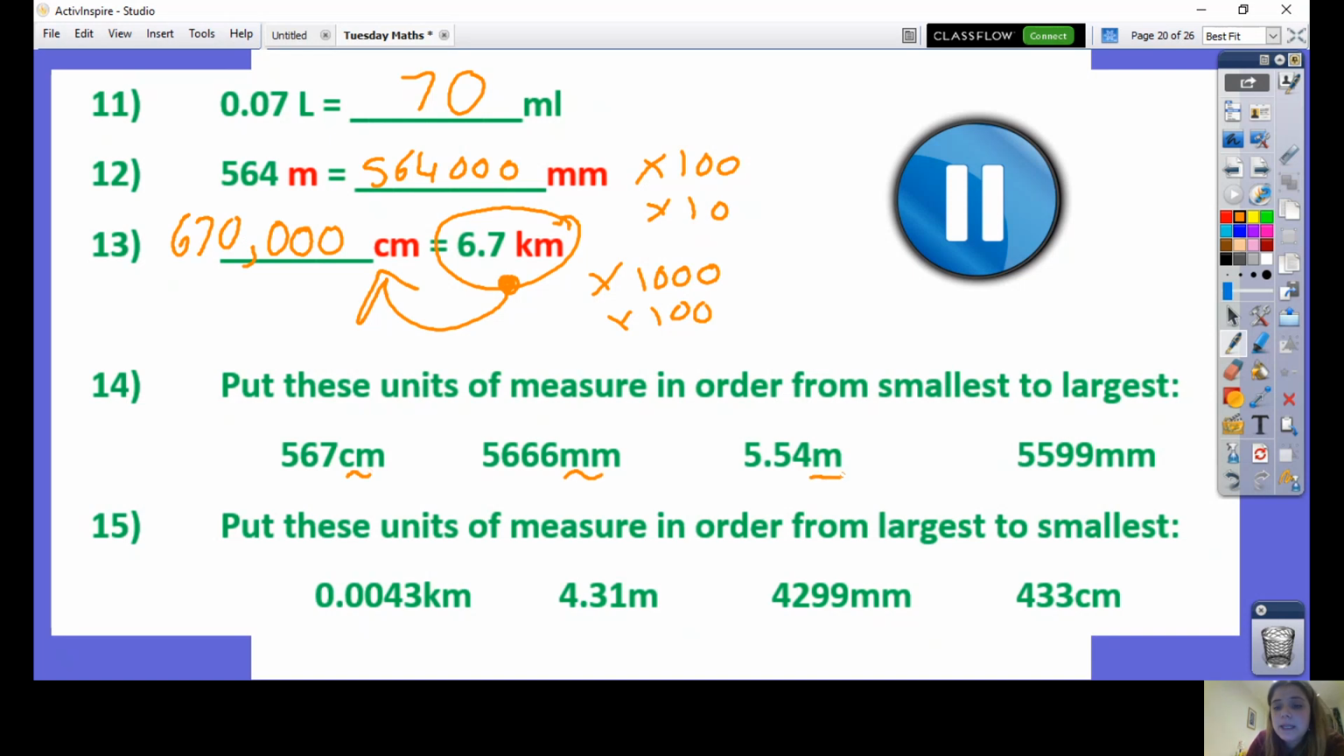Okay, to put these in order from smallest to largest, I've got to see the units of measurement: centimeters, millimeters, meters, and millimeters. Well, just like before, I'm going to convert them all into centimeters. Okay, this would be oops, no, what's happened there?